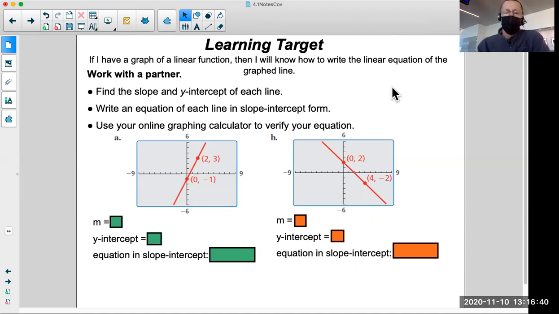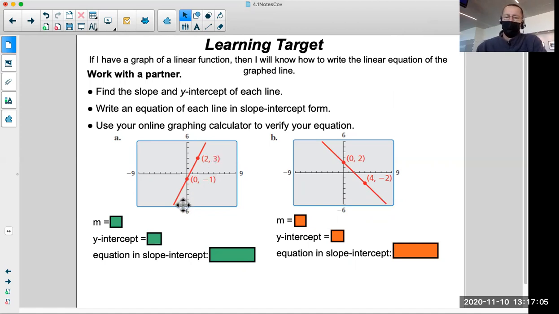So again, you can work with a partner if you want to, if you're doing this in breakout rooms. If not, doing it on your own, that works too. Okay, so what you want to do is find the slope and y-intercept of each line, okay? And then write an equation in slope-intercept form. And then you can go and use Desmos, your online graphing calculator, to verify your equation, okay?